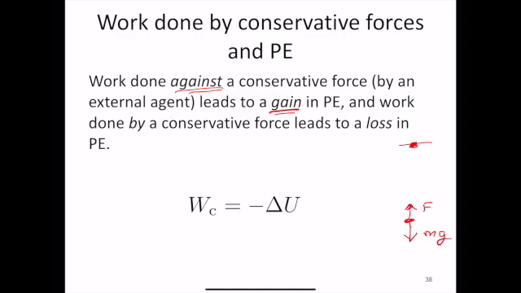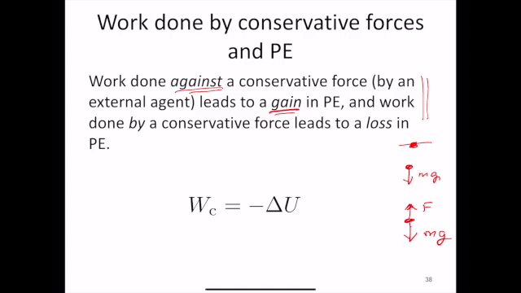What would happen if I just let this object drop from the upper position? In that case, as it's falling, will gravity do positive or negative work? The answer is gravity will do positive work, because as it's falling, the gravitational force is downwards and the displacement is also in the downward direction. And so gravity does positive work. And if gravity does positive work, then according to my statement over here, the potential energy will decrease.